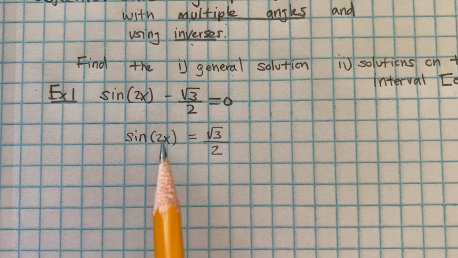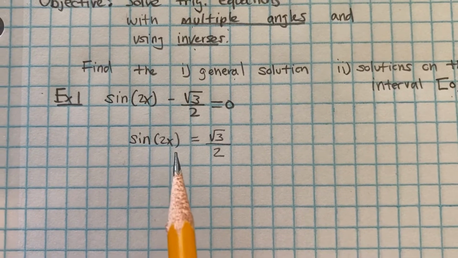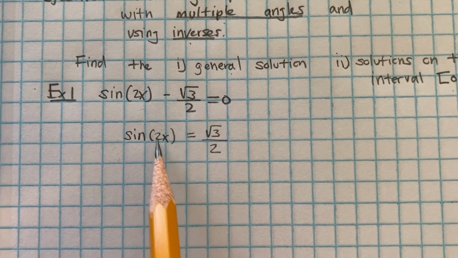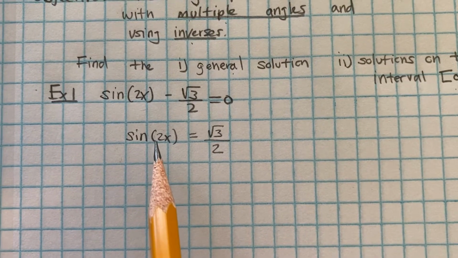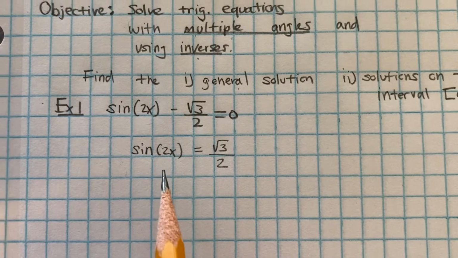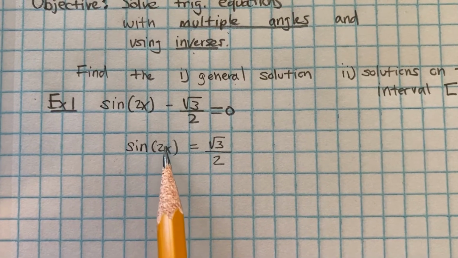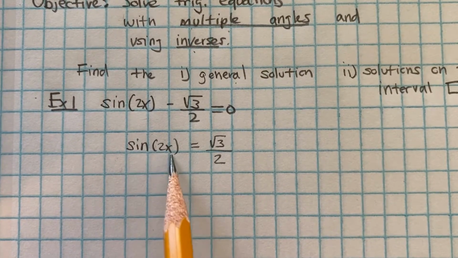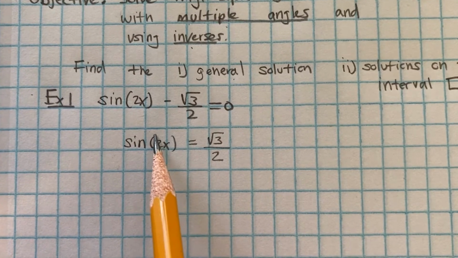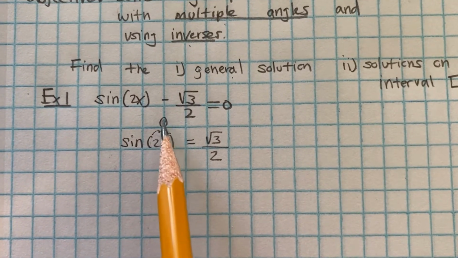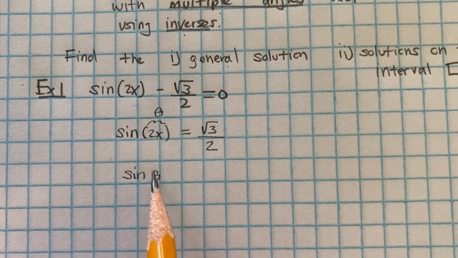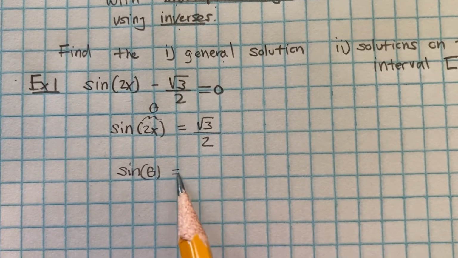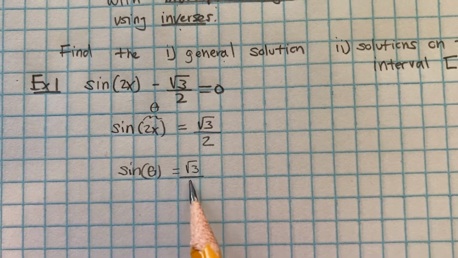Okay, so what do I mean by you've seen multiple angle equations before? The only difference is that the argument is no longer just a single x, and that's why we call it a multiple angle equation. It just means there's going to be multiple solutions. And you don't want to divide everything by 2, right? What you really want to do is just do a theta substitution, and this is something you've seen me do before in class. Call it sine of theta is equal to the square root of 3 over 2.